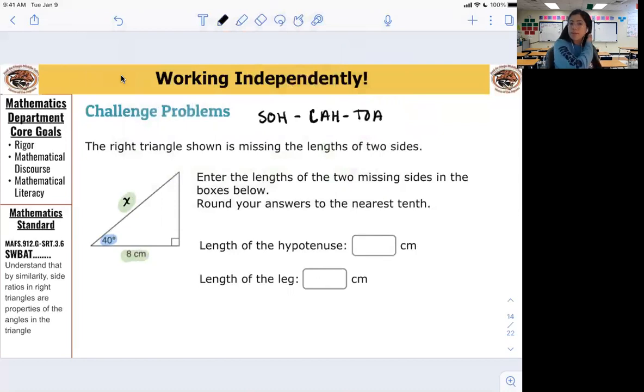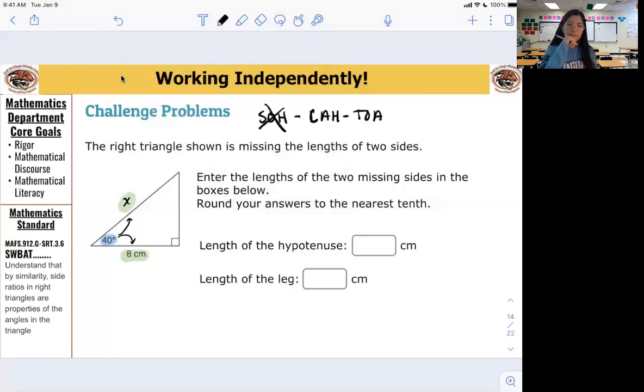And the way to figure it out is to think, okay, this is angle 40. So what do I know in reference to angle 40? If I'm talking about angle 40, is the 8 centimeters the opposite side or the adjacent side? That's the adjacent. So I'm probably going to use one of these. The X, is that the opposite or is that the hypotenuse?